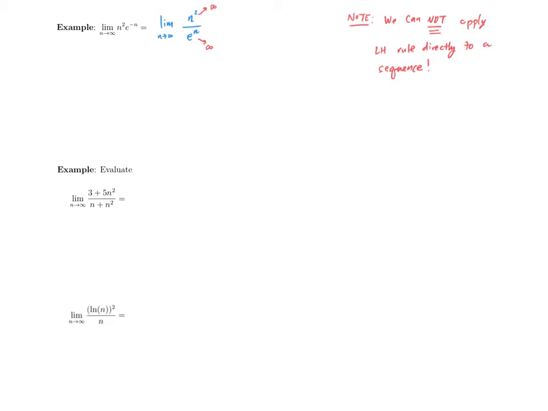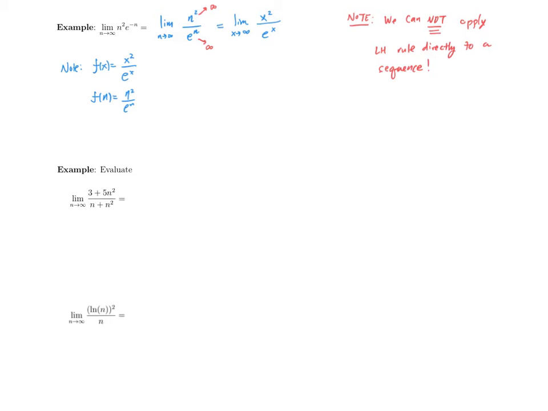But recall from our previous discussion, we have a property that tells us for this associated function, in this case for f of x equals x squared over e to the x, f of n is equal to n squared over e to the n, which is our sequence. So this limit of the sequence is also equal to the limit of this associated function. And we most definitely can apply L'Hopital's rule to functions.